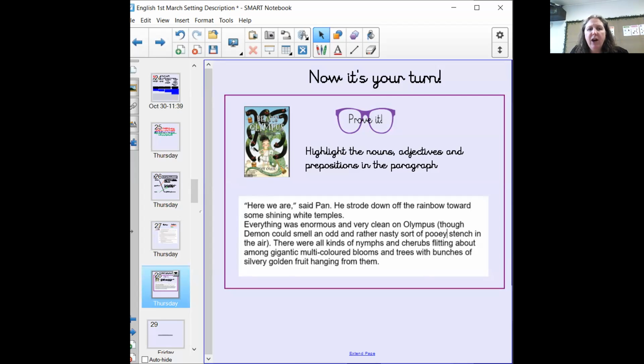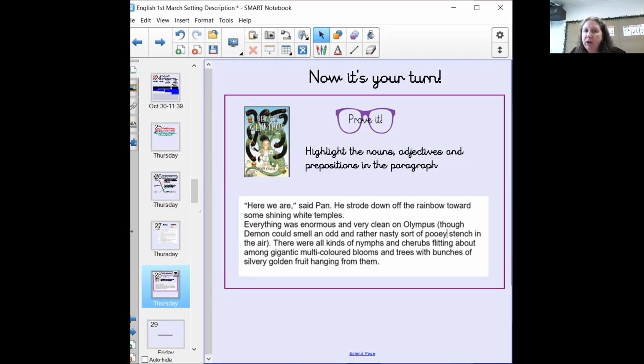"Here we are," said Pan. He strode down off the rainbow towards some shining white temples. Everything was enormous and very clean on Olympus, though Demon could smell an odd and rather nasty sort of pooey stench in the air. There were all kinds of nymphs and cherubs flitting about among gigantic multicoloured blooms, and trees with bunches of silver golden fruit hanging from them.